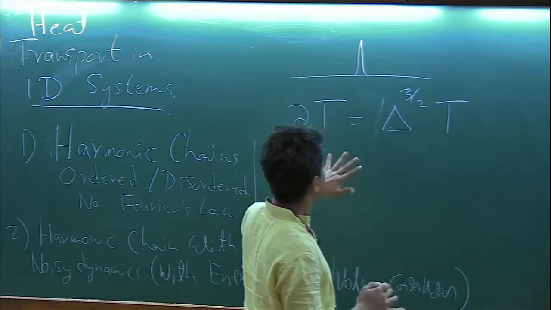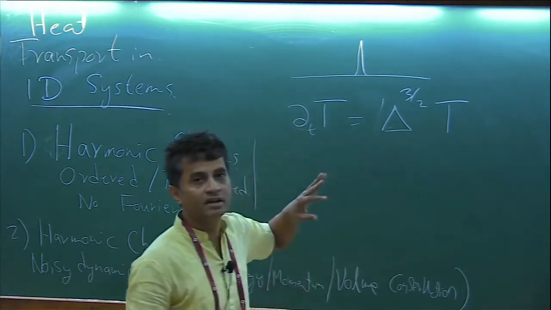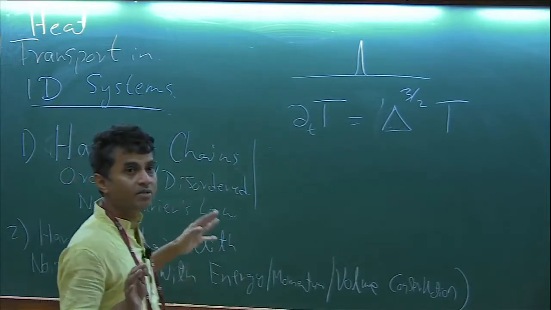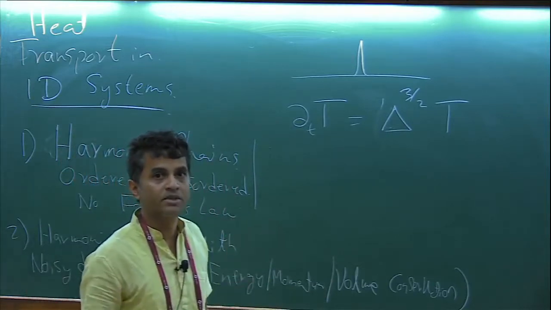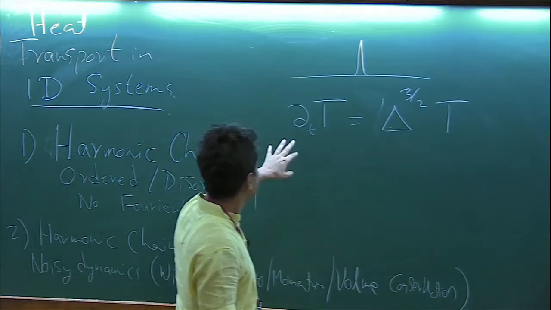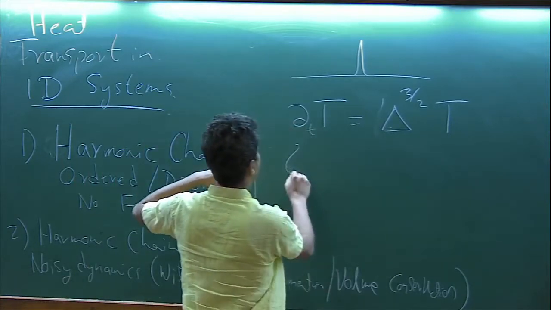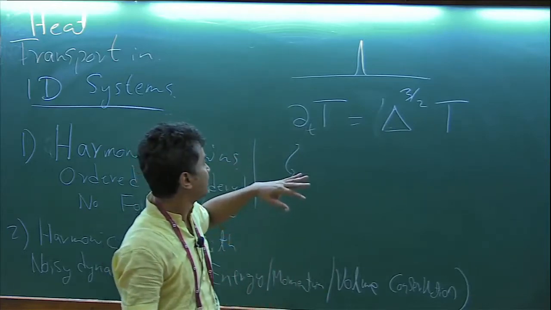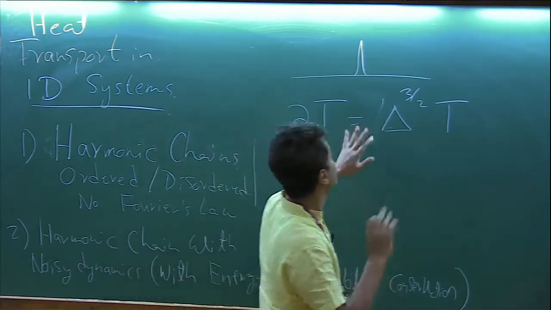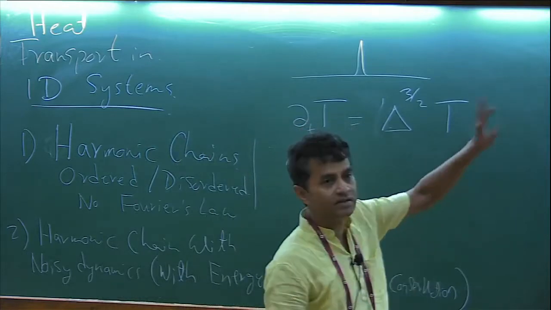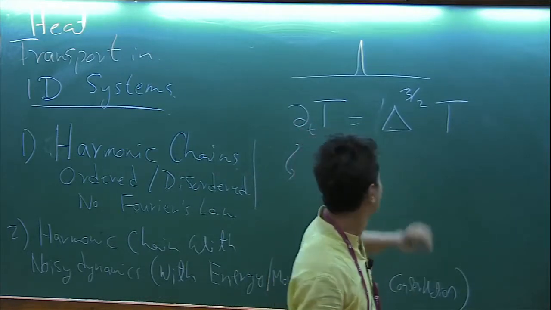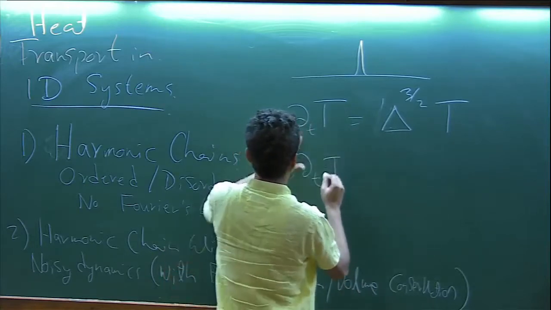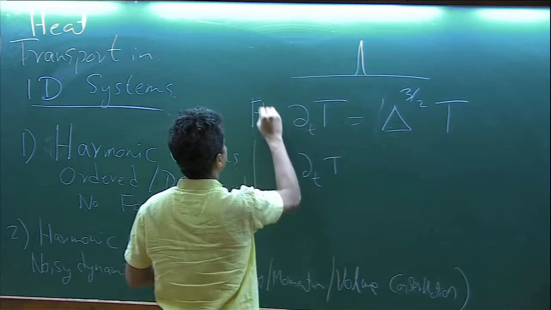I just want to discuss another model before I go to the next step, which is looking at real anharmonic chains and understanding what happens there. In this context, I just wanted to discuss one more phenomenological model, which maybe answers Deepak's question and is also relevant for the real transport problem. Okay, so this is a fractional diffusion equation.